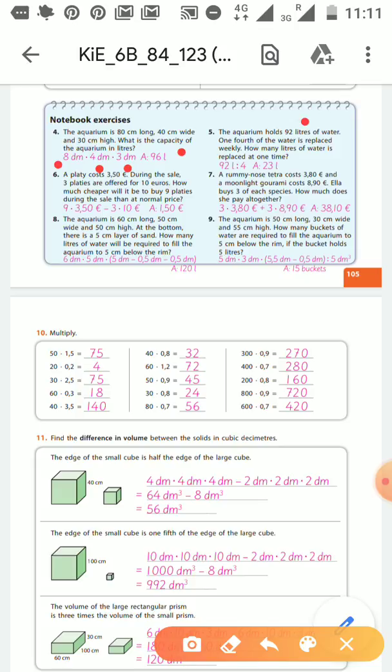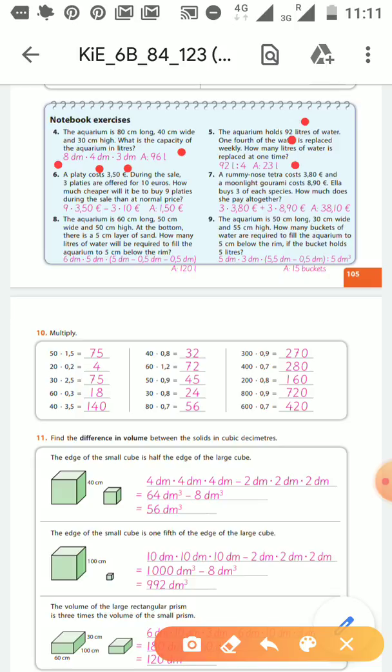Question 5 over here. An aquarium holds 92 liters of water. 1/4 of the water, a quarter, is replaced weekly. How many liters of water are replaced at one time? So you just take that figure of 92 and divide it by 4, a quarter of the water. That's 23 liters.